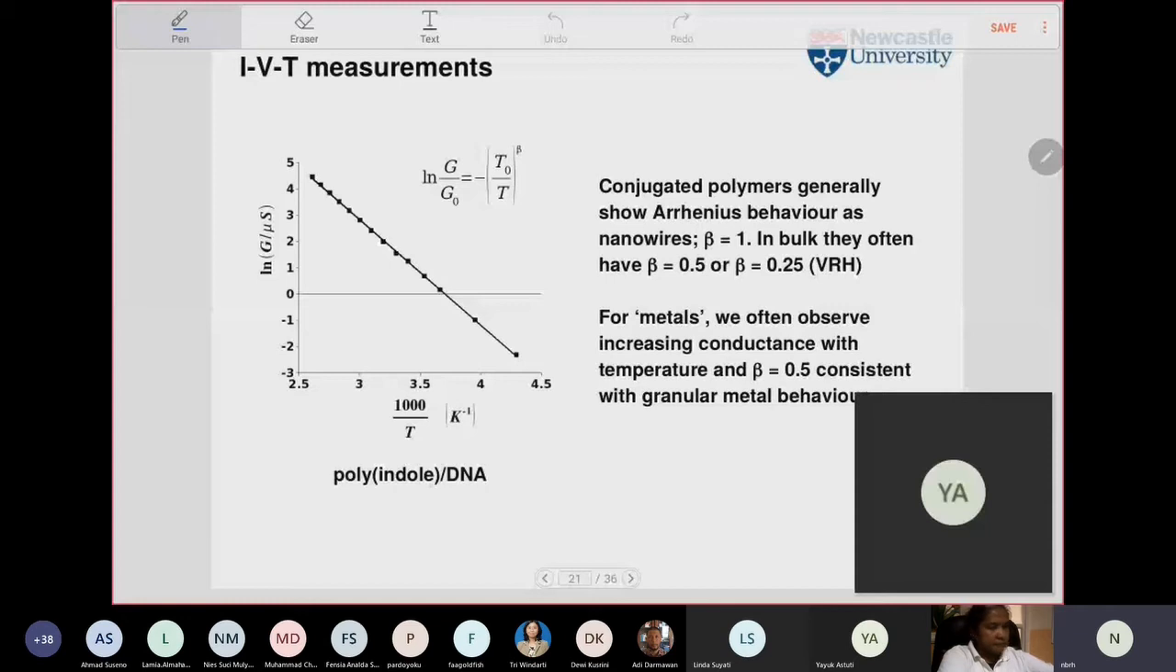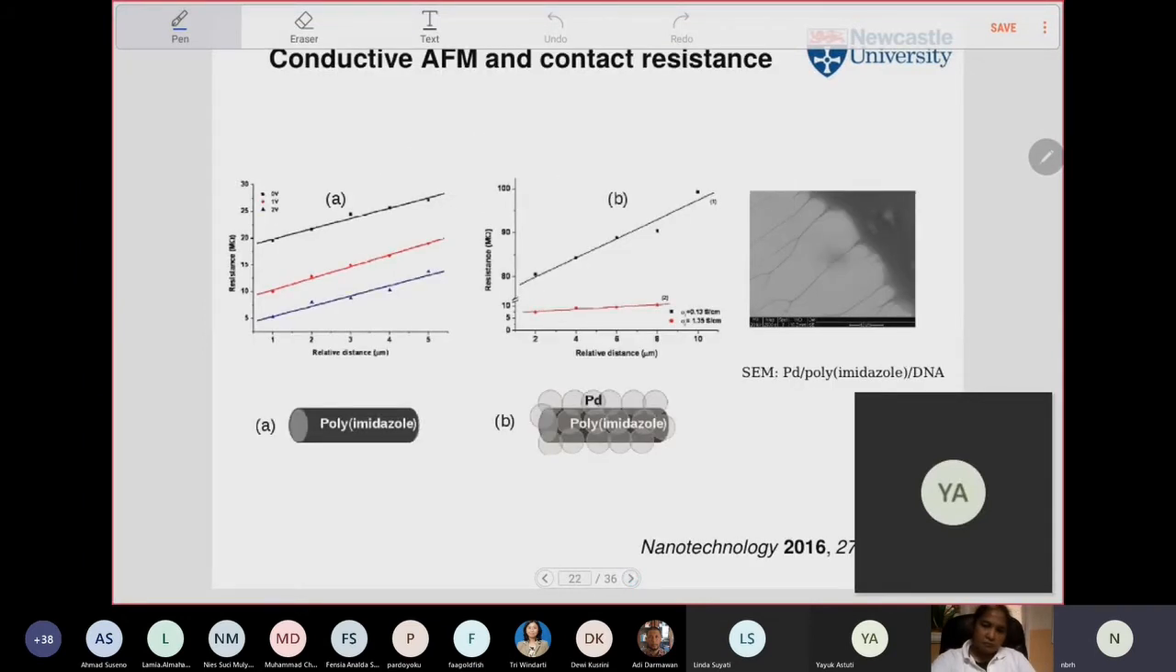Some metals show very poor conductivity, and some show, again, a conductivity typical for granular metals, where the conductance actually rises with temperature, which is the opposite to bulk behavior, and this is typically associated with activated electron transfer between individual grains. So this sort of measurement gives you a lot of detailed information if you can do it, but it is a lot harder than to study using conductive AFM.